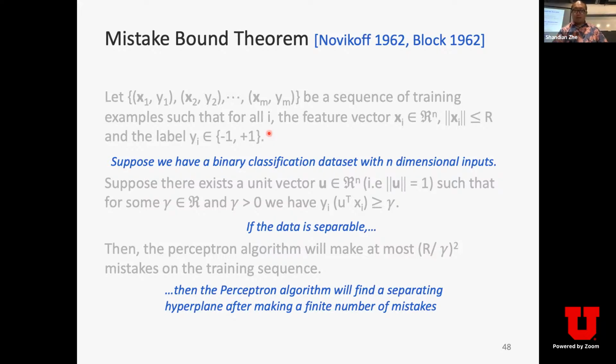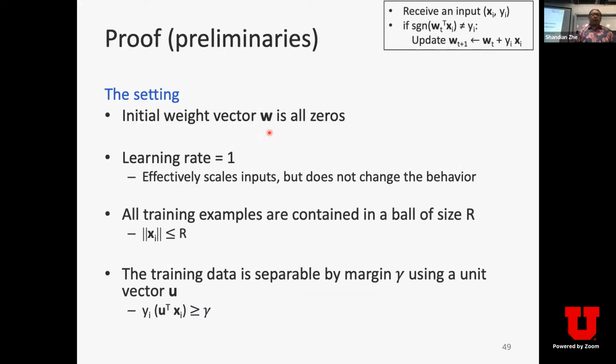Okay. So now let us look at the proof. Here are the key steps of the perceptron. Every time we receive an input xi, yi. If our prediction is wrong, we follow this rule to update. And here we assume the learning rate is simply 1. We initialize the whole weight vector as 0.